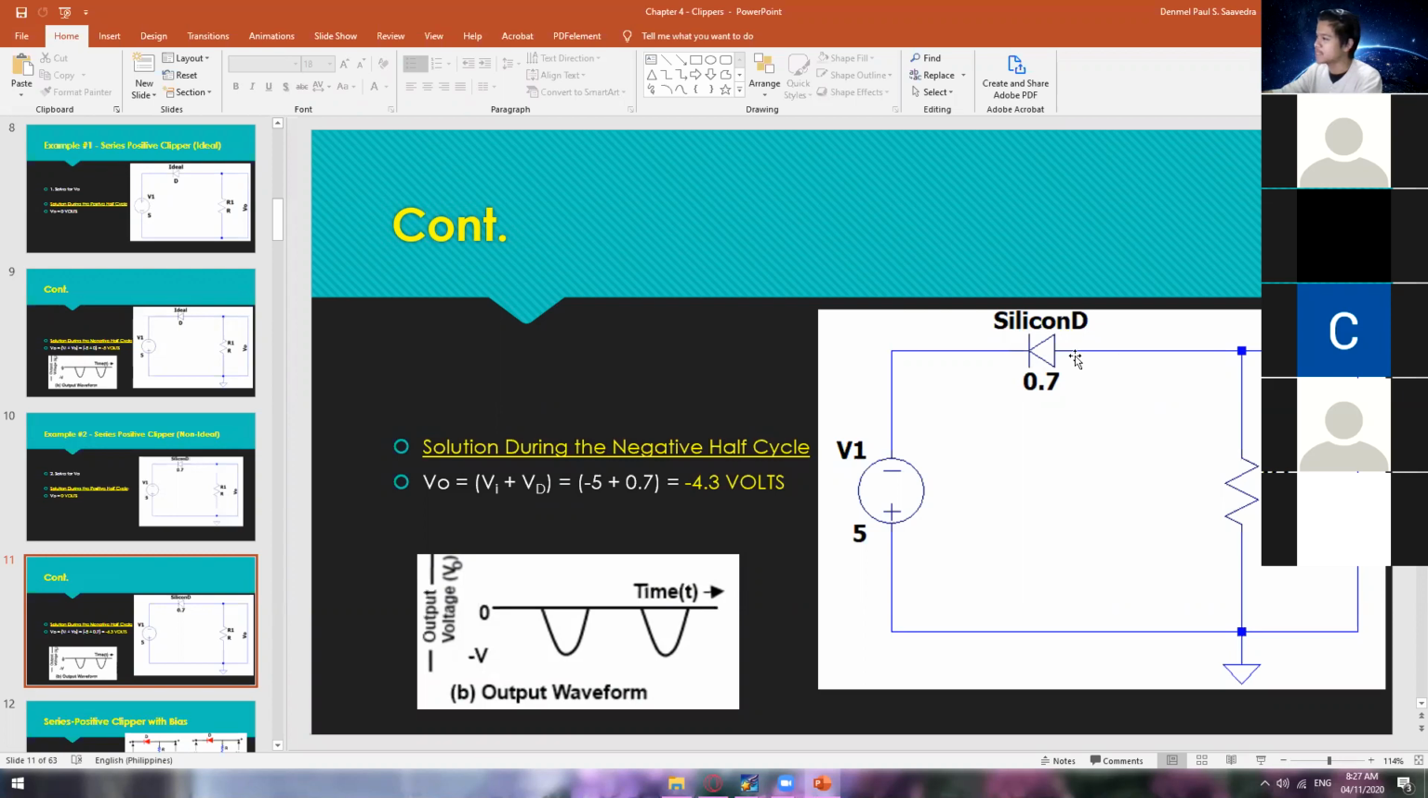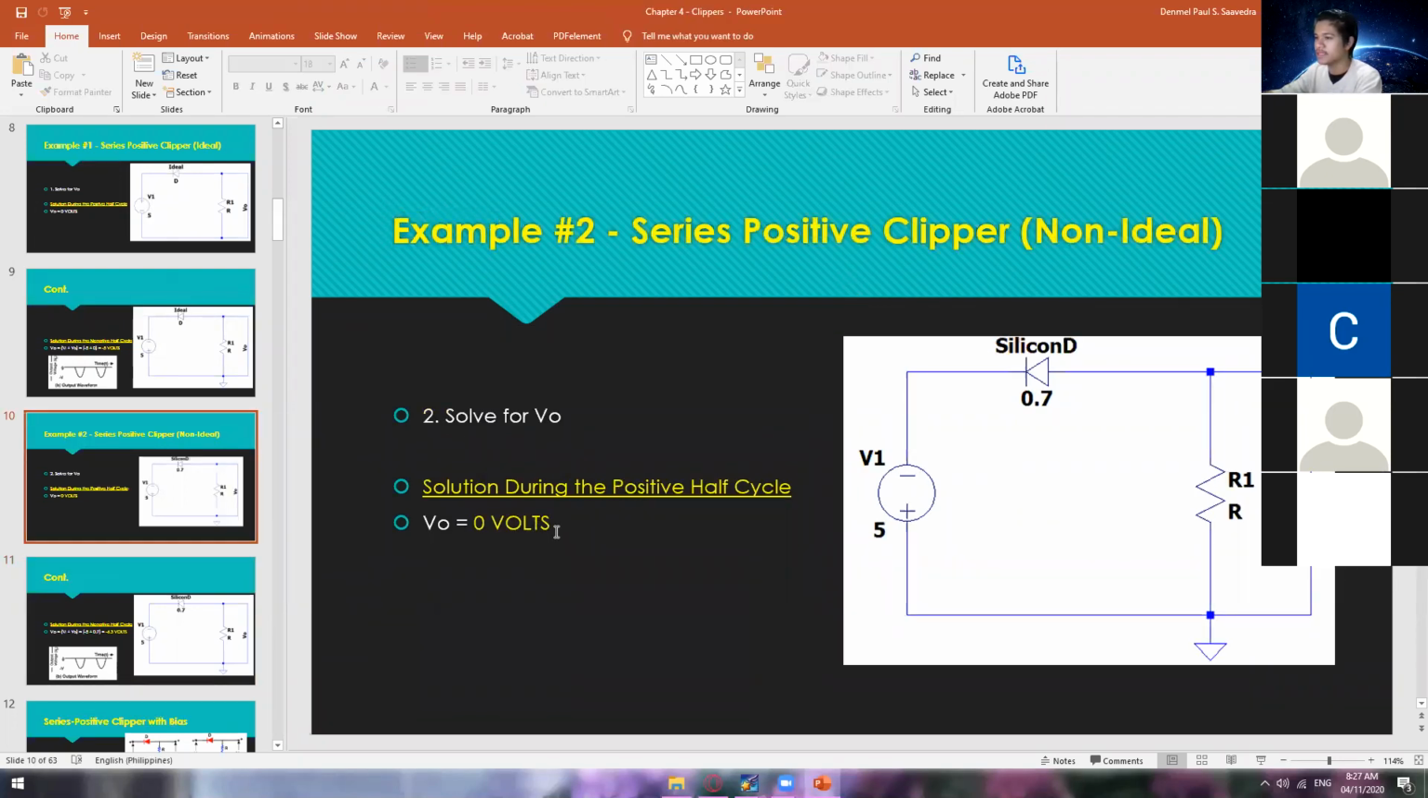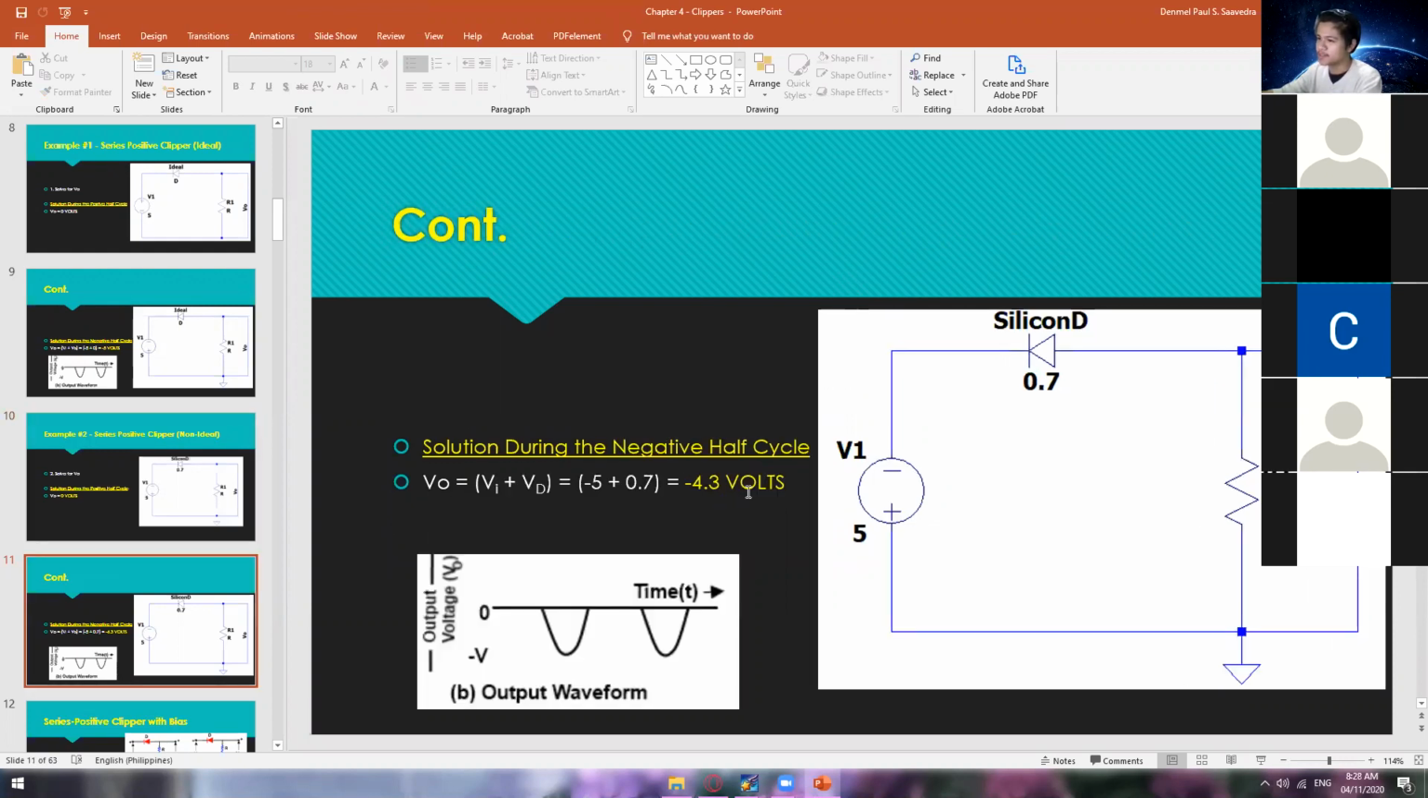So this one will become forward bias, which allows a current to pass through. As a result, we have to deal with the voltage output. The formula is V sub O equals V sub I plus V sub D. So our voltage input is -5 plus 0.7 volts, and our voltage output is now -4.3 volts. During the positive half cycle we have 0 volts, and during the negative we have -4.3 volts. And here's the approximated waveform of example number 2: 0 and then -4.3.